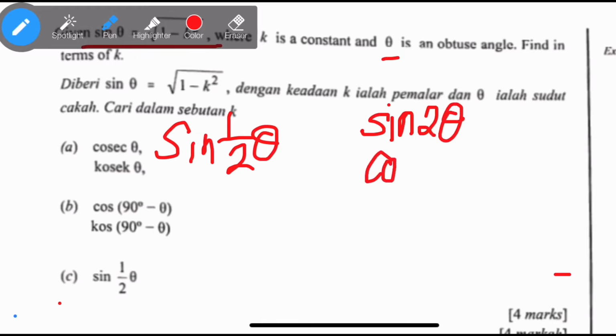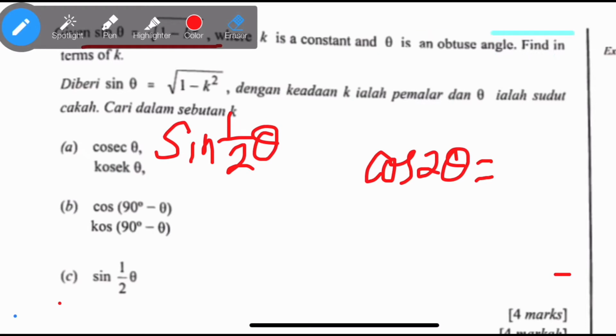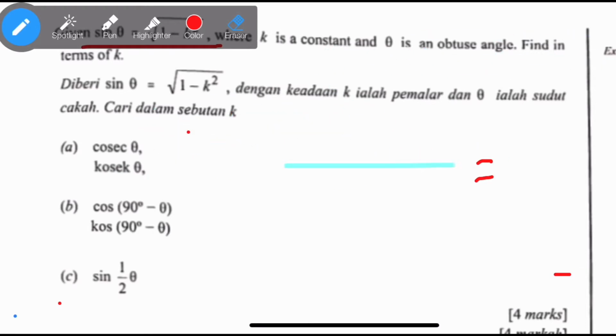Now we want to discuss sine half theta, which is very tough for many students. They cannot solve this one. For part C, they ask you a half angle. So when you see sine half theta, you try to check the formula list.